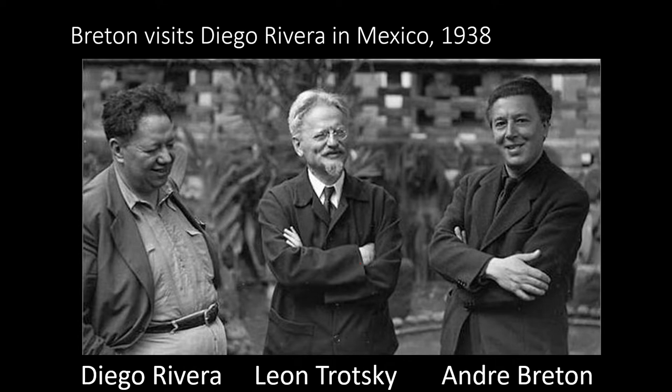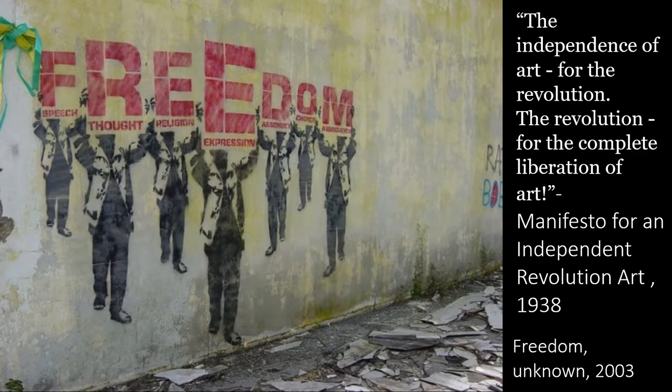2 years before he painted the Pan-American Unity mural, in 1938, André Breton, the co-founder of the Surrealism Movement, visited Mexico and met with Diego Rivera and Leon Trotsky, an exiled communist revolutionary. Diego Rivera and André Breton signed a manifesto for independent revolutionary art, believed to be written by Trotsky. The manifesto said art was essential for revolution, but also advocated artistic freedom, the independence of art for the revolution, and the revolution for the complete liberation of art.